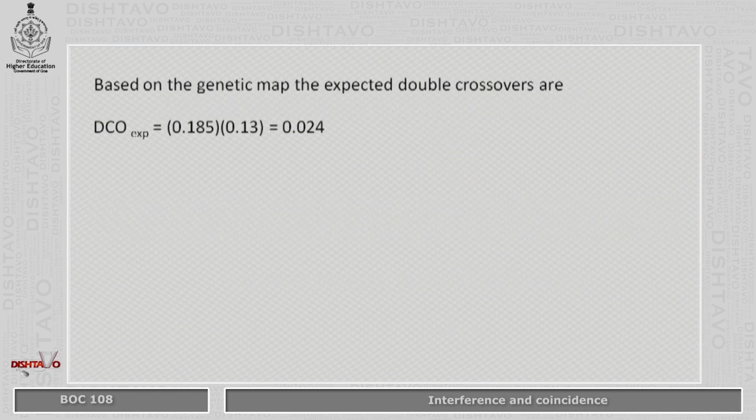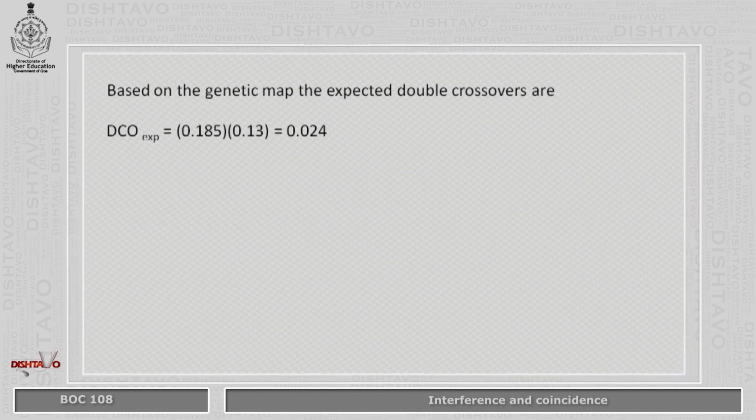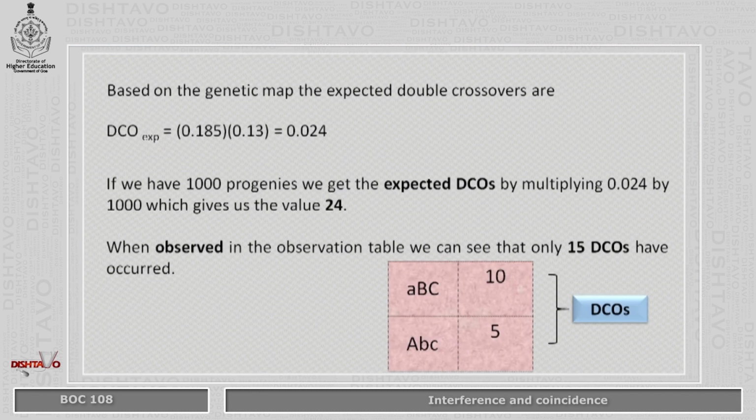Based on the genetic map, the expected double crossovers are 0.185 multiplied by 0.13, which is equal to 0.024. If we have 1000 progeny, we get the expected double crossovers by multiplying the value which we have just calculated, that is 0.024, by 1000, which gives us 24.